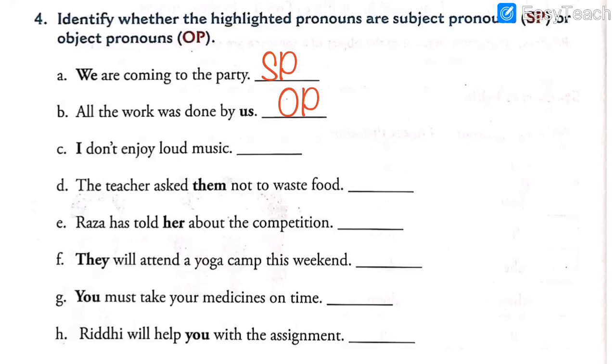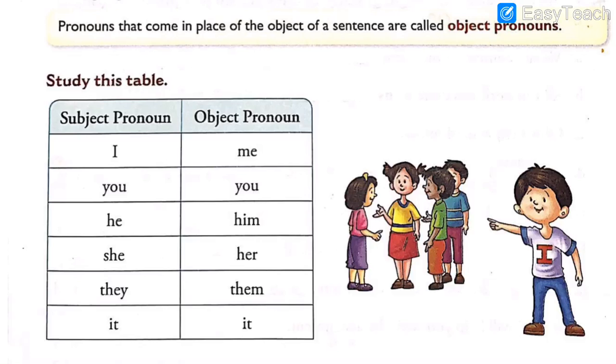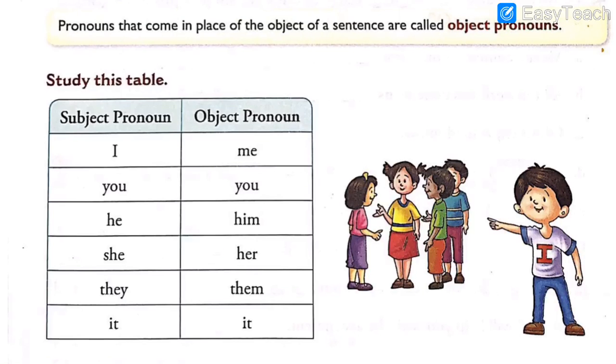So now moving ahead to number 3. I don't enjoy loud music. The highlighted word over here is the first word, I. I is the pronoun that has been used over here. Let's have a look at the table. Is the word I given in the table? Yes, we can see the word I over here. The word I falls in the category of subject pronoun.